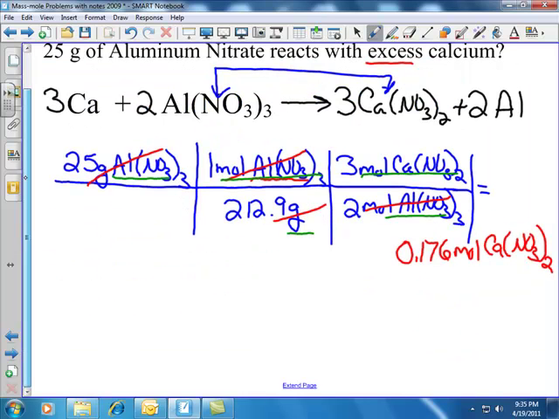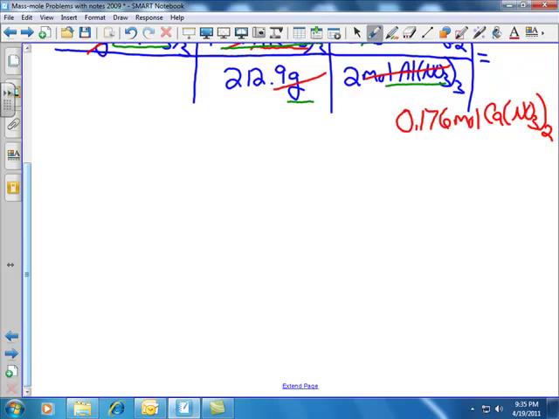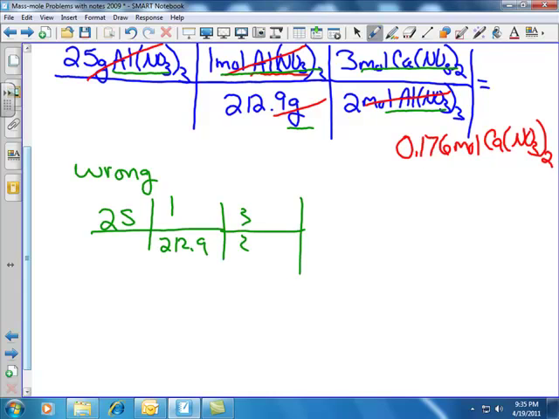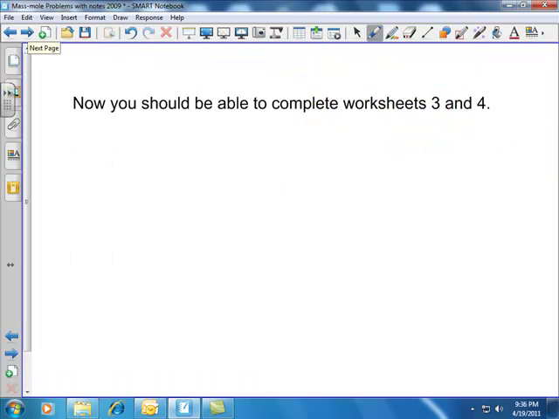Probably the biggest mistake that students make is doing this the wrong way. You put in 25, and then you put 1 over 212.9, and then 3 over 2. And then you wonder why you don't understand what anything means. You have no units in here, so how do I know what anything means? I'm just plugging and chugging and doing the math. Okay, you need to step up and know what you're writing down. So with this, you should be able to complete worksheets 3 and 4.